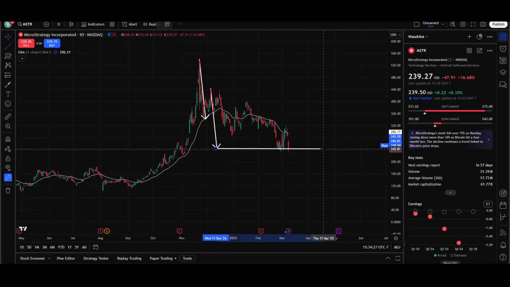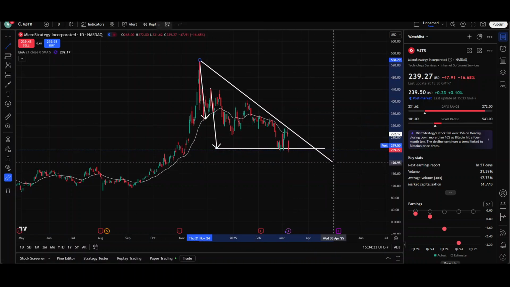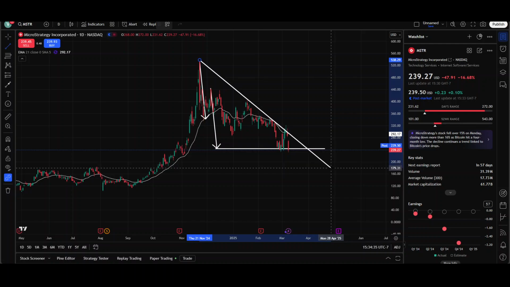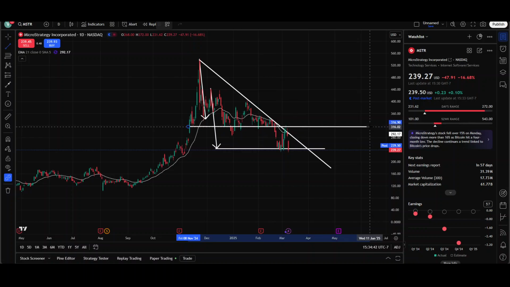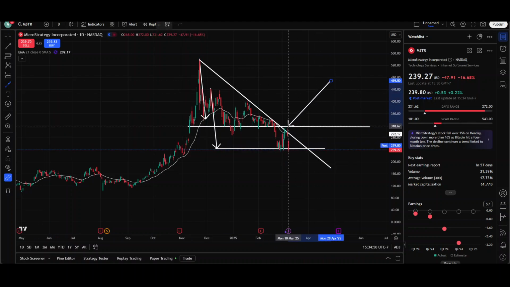Right here at the low 240 level was a potential area for a reversal, but that did not take place. Why? Because it looks like there's still a downward bias to the stock. You see that price was still being rejected from this downward sloping trend line, and price came back up to this breakout zone right over here at that 316 level, and it failed to break out higher, and then price continued to drop lower. So there was a lot of resistance here. We needed to see strong buying, and we did not see strong buying.